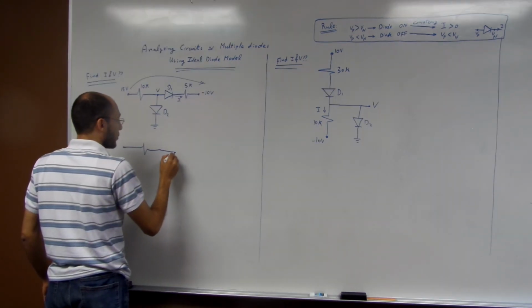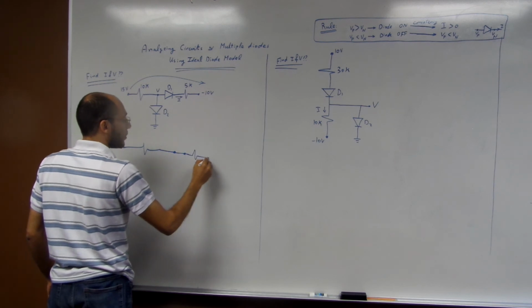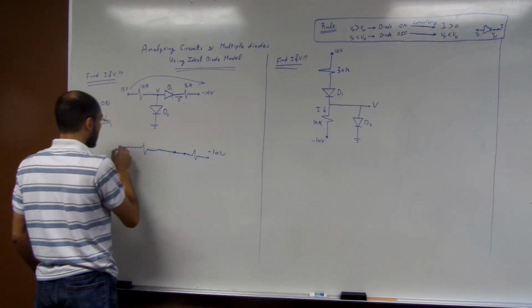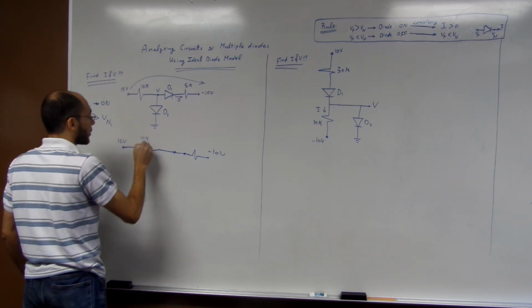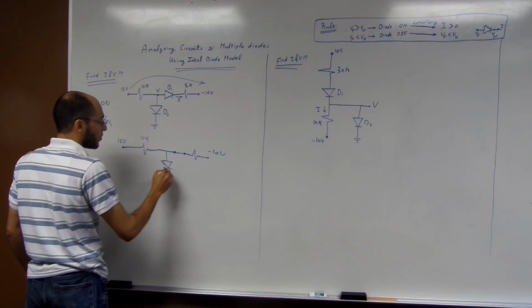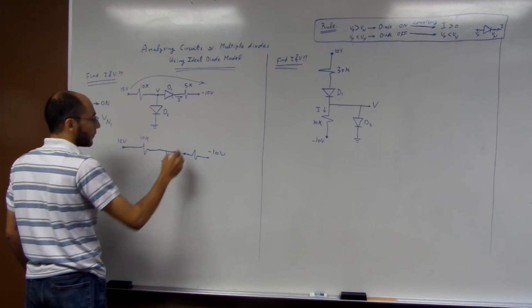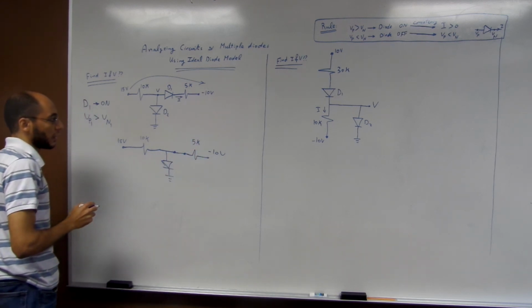And that's diode 1 is on. Negative 10 volts, 15 volts, 10 kilo ohms. And the question is whether this diode is going to be on or off. That's 5K and that is 15K. Okay?